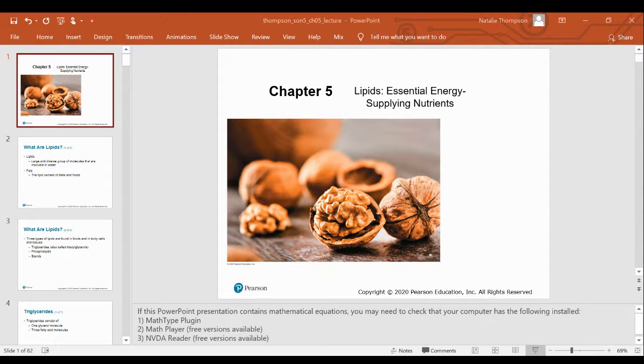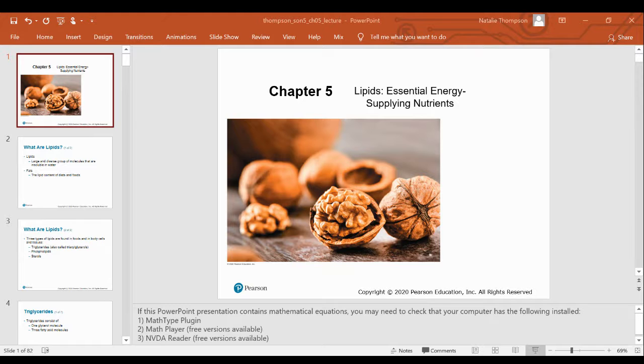So here you go. I said we'll talk about triglycerides, phospholipids, and sterols. So three types of lipids found in foods and in body cells. When we're talking about lipids as they occur in food, that's really where we use that term fat. Again, you'll see I'm going to be using these terms interchangeably, and for our purposes, it's okay if you use them interchangeably too.